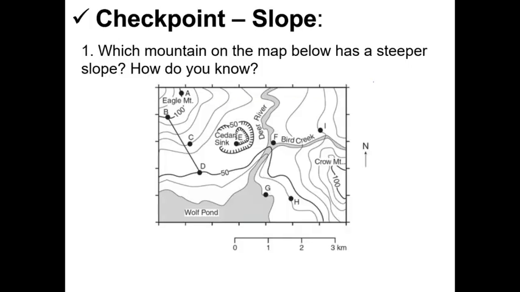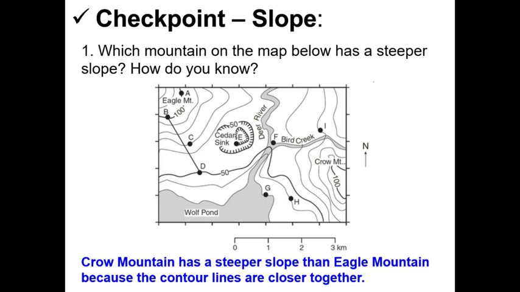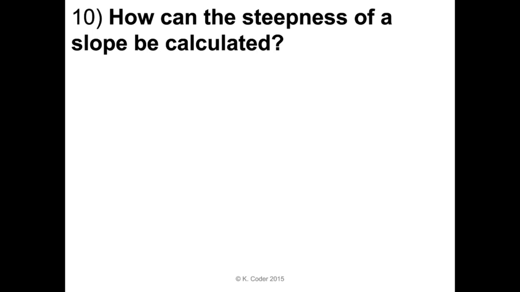Now, which mountain on the map below has a steeper slope, and how do you know? There are two mountains on our map: Eagle Mountain and Crow Mountain. You should pick Crow Mountain. Crow Mountain's isolines are more tightly packed together. Crow Mountain has a steeper slope than Eagle Mountain because the contour lines are closer together. Now, this leads us into how we calculate the steepness of a slope.